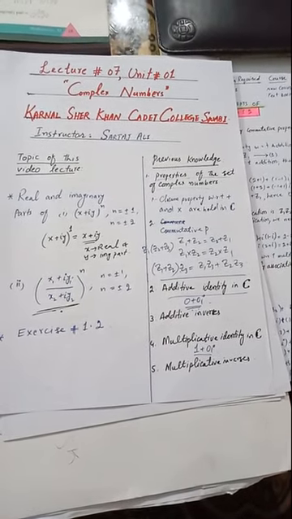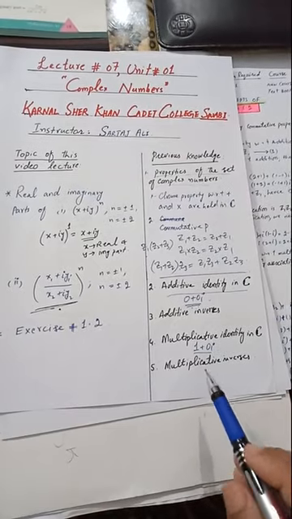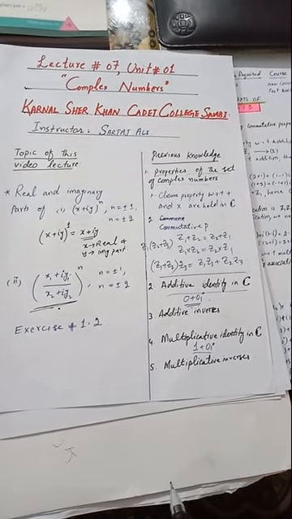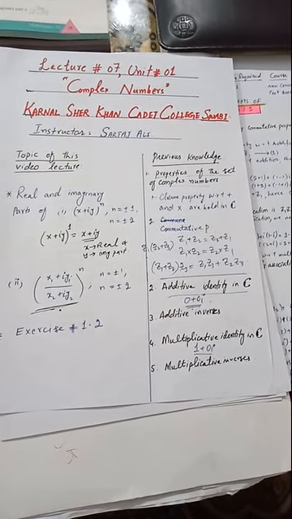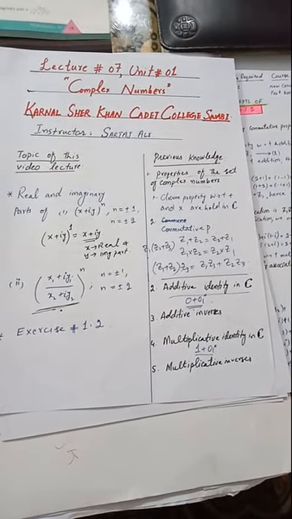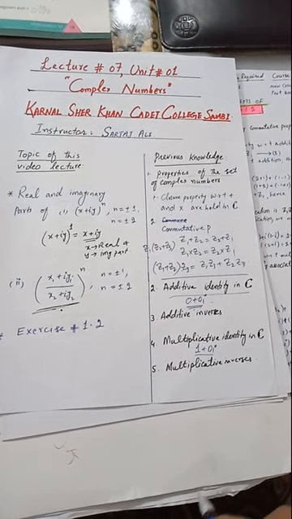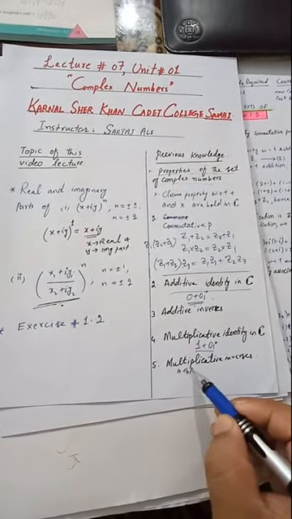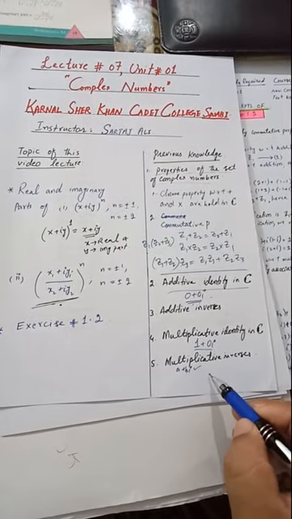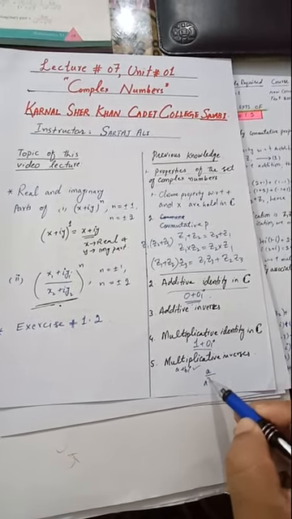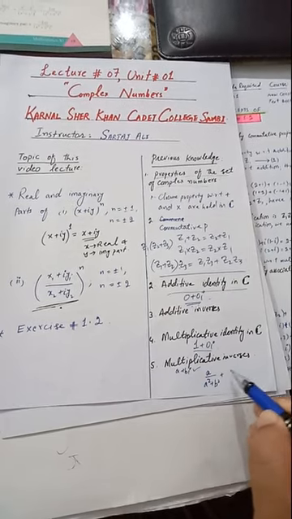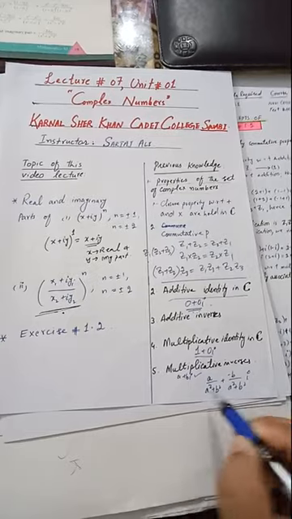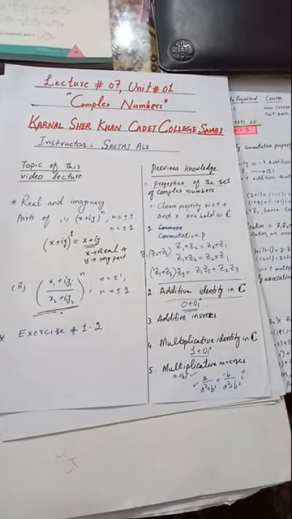According to the definition we discussed in detail, whenever you multiply 1 plus 0 iota with any complex number, you will get that complex number. So that's why 1 plus 0 iota is called the multiplicative identity. And the multiplicative inverse is, if a plus b iota is your complex number, then the multiplicative inverse is a divided by a square plus b square plus minus b divided by a square plus b square iota. So this is your multiplicative inverse.